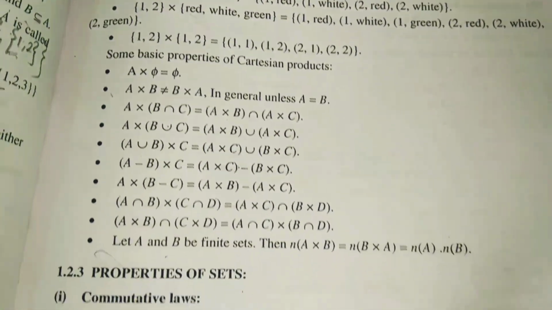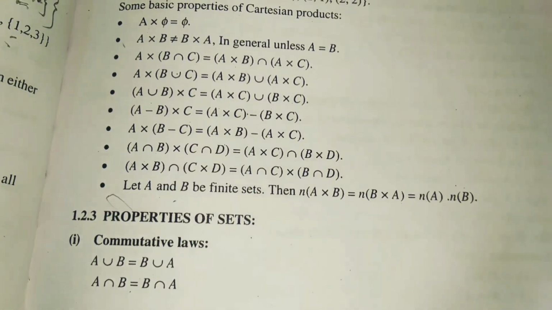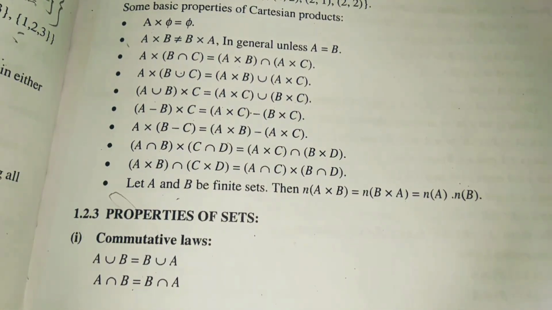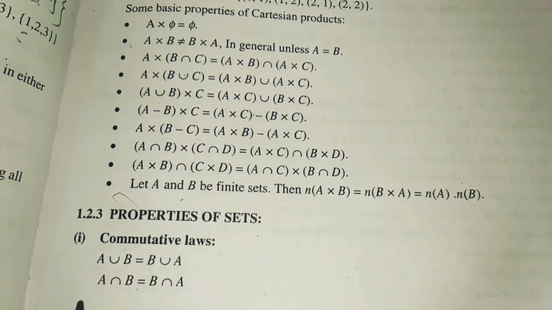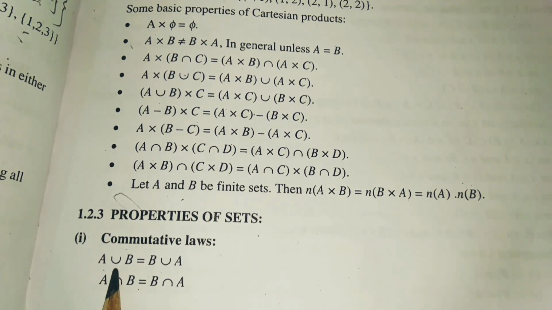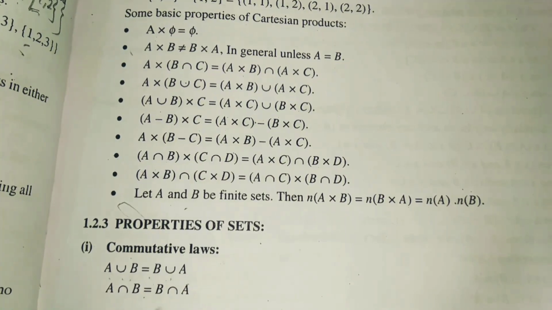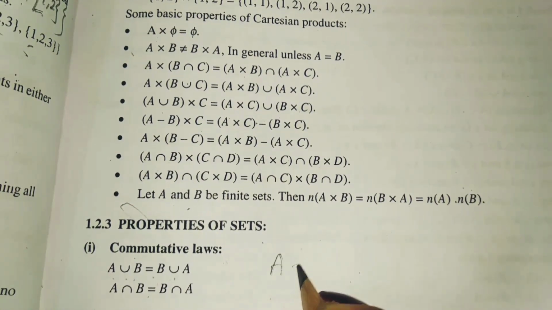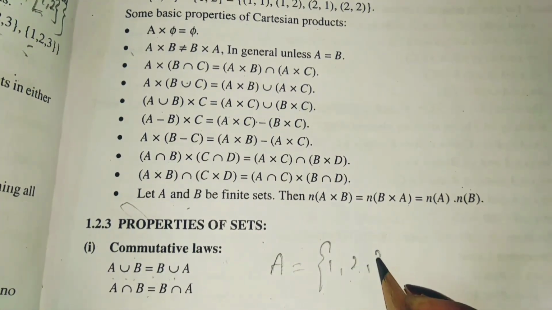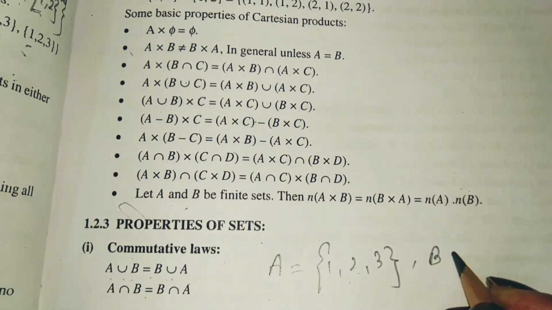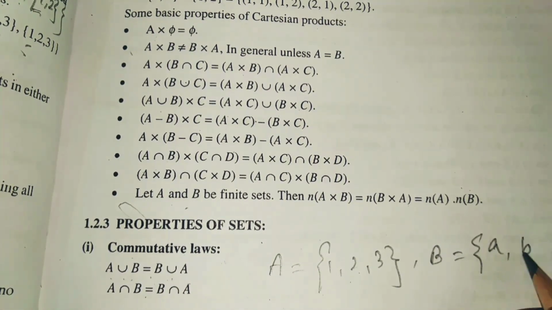Next there are some properties of sets. So the first property is the commutative law. Commutative means A union B, we can write as B union A. For example, let A be equal to 1, 2 and 3 and B be equal to a and b.